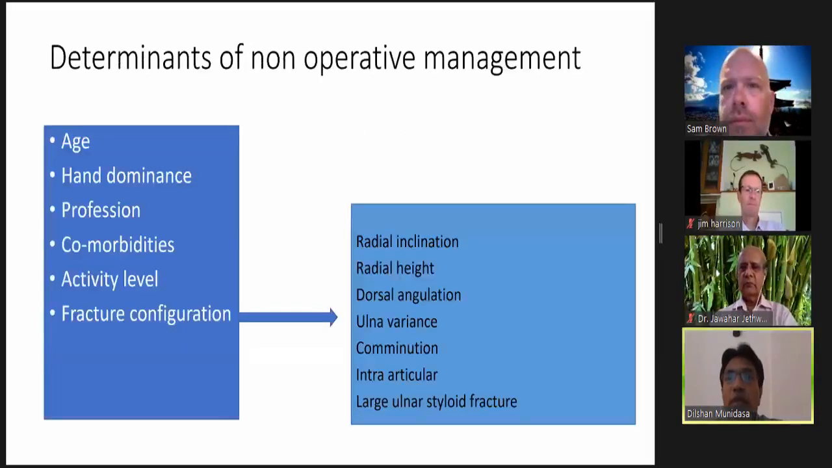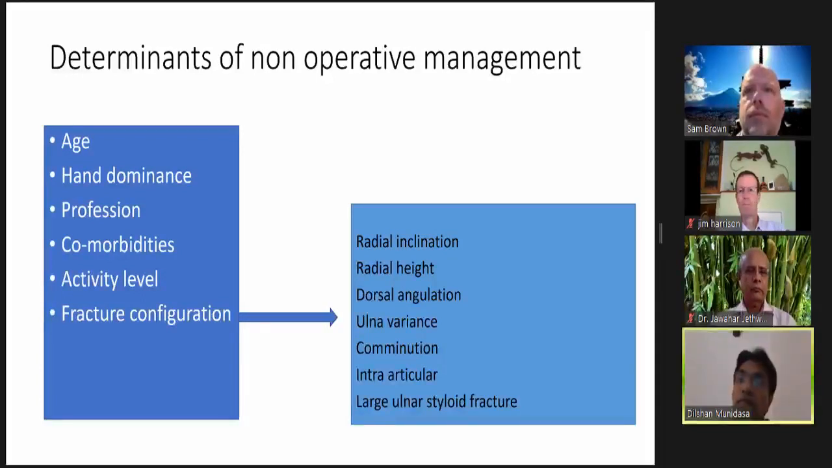So there are two groups of things that we consider when we are discussing a patient with distal radial fracture: the patient factors and the factors related to the fracture configuration. Basically, the patient's age and hand dominance, profession, comorbidities, and activity level are all patient factors. I would say at the outset, none of these are absolute. You can go to a younger patient for a conservative or non-operative method, depending on the domination of other factors.